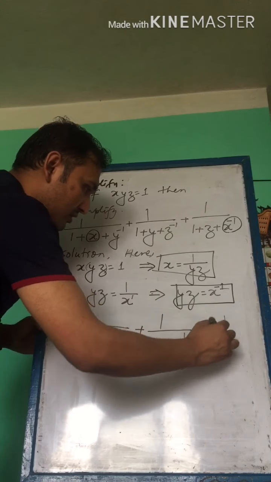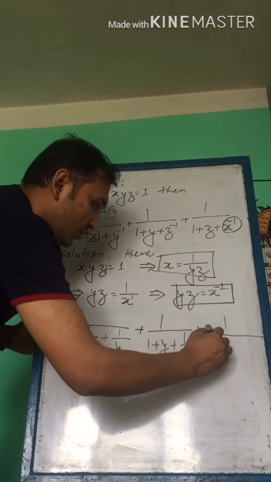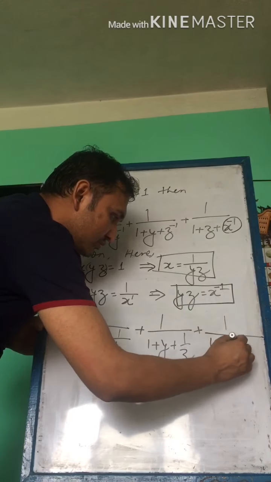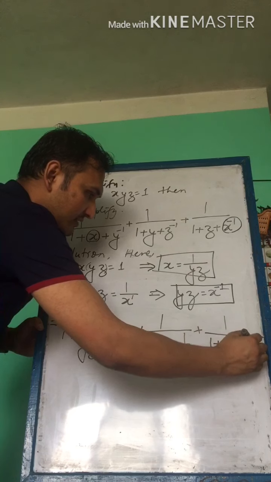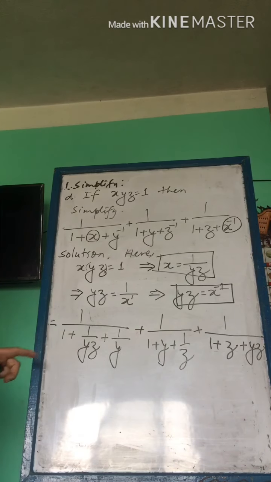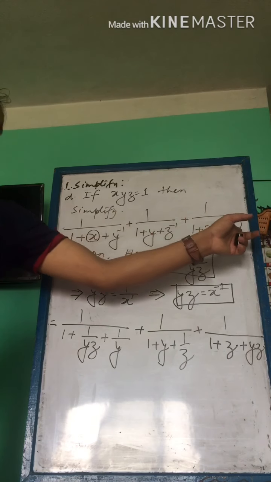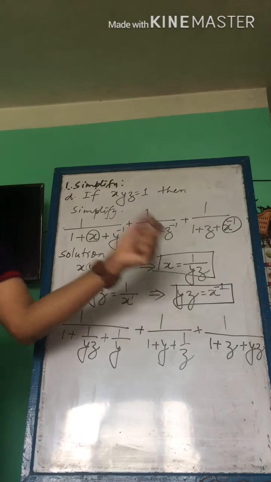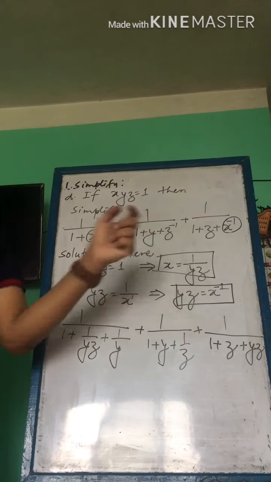Let us do it. 1 upon 1 plus z, I told you the same, plus x inverse should be written as yz. Is there any confusion for anyone? I have just replaced x and x inverse in terms of yz from the given condition. Okay, let us do it.